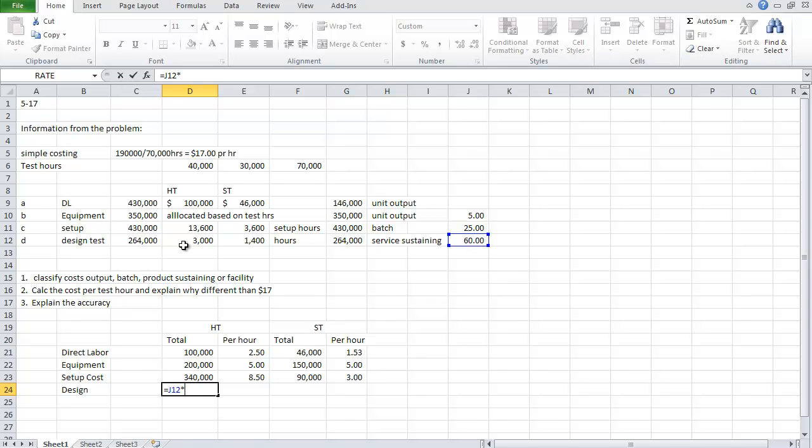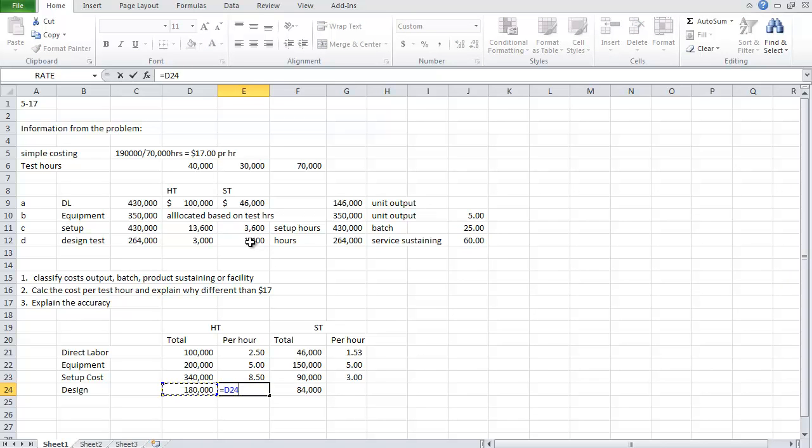We'll then go use that and we'll say that we have $60 times 3,000. And we have 60 times 1,400. And then we'll go use this based on what we know.